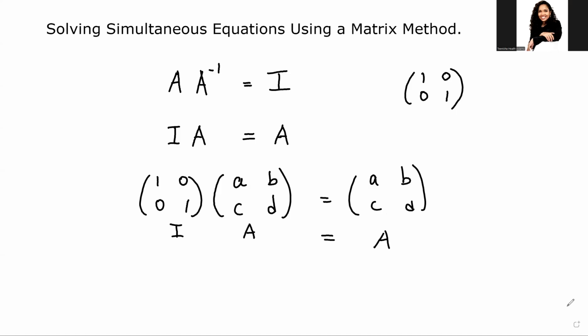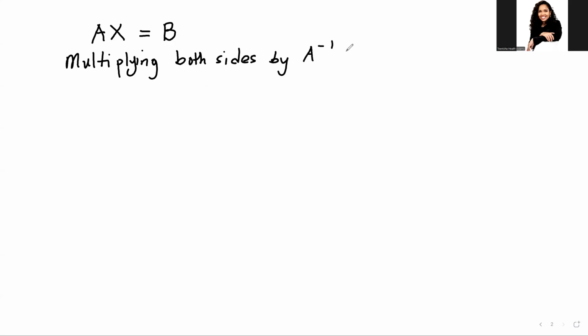So essentially, say you have a matrix A, another matrix X, and A times X gives us a matrix B, right? If I were to multiply both sides of this equation, multiplying throughout by A inverse, well, that would look like this. A inverse times AX, that's the left-hand side, is equal to A inverse times B, multiplying throughout by A inverse.